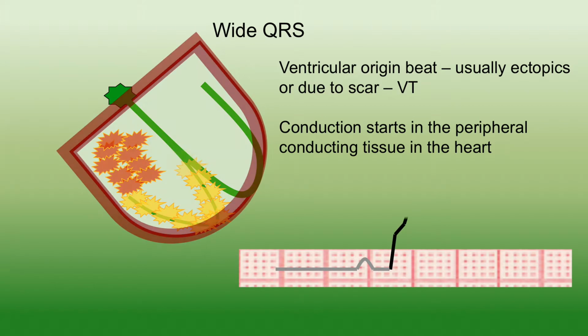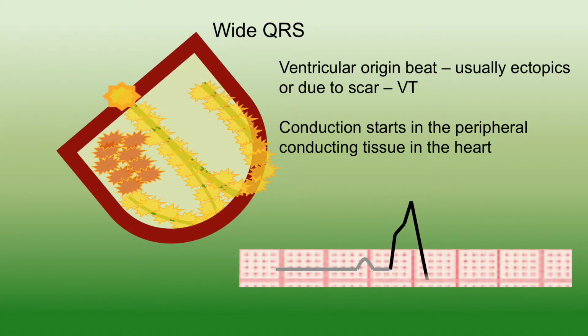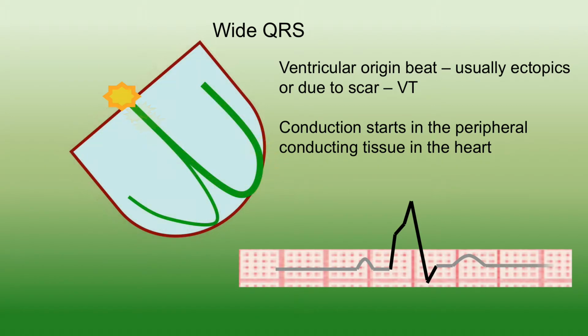Eventually, the depolarization will reach the bundles of His and accelerate, and the conduction will accelerate throughout the ventricles, but there will be an initial slowness causing the QRS to be over 120 milliseconds.